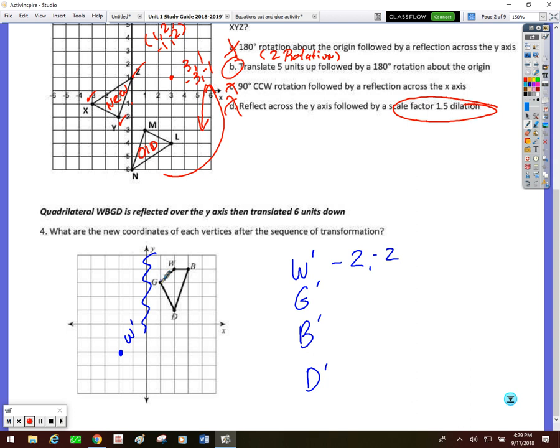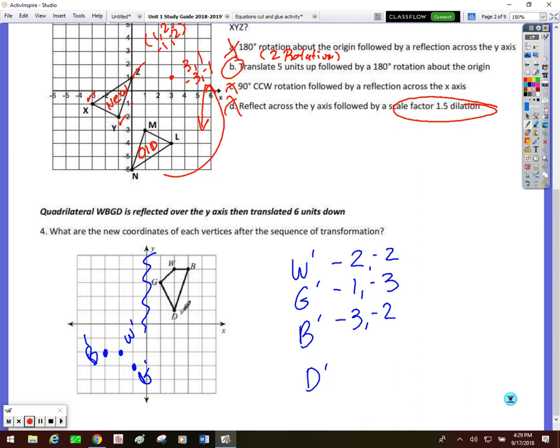Here's G, 1 to the line of reflection, 1 over here, and then count 1, 2, 3, 4, 5, 6 down. There is G prime, and that's at negative 1, negative 3. Here's B, 1, 2, 3, 1, 2, 3, 1, 2, 3, 4, 5, 6. There is B prime, and that's at negative 3, negative 2.